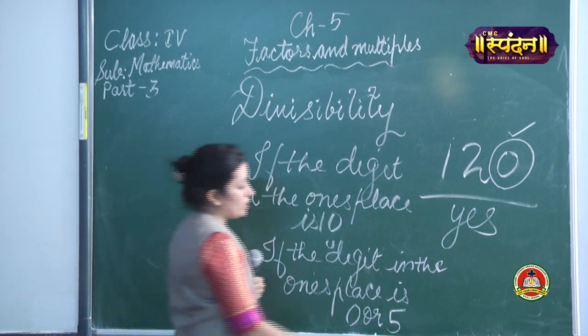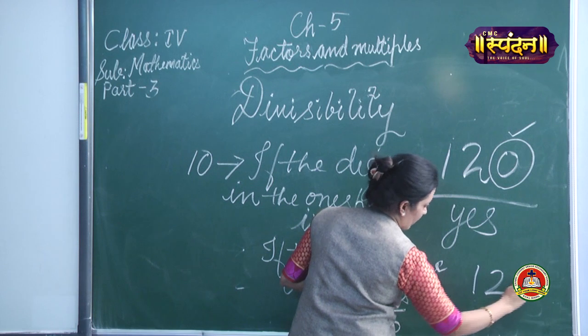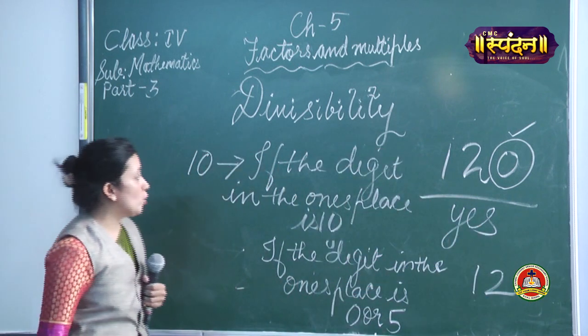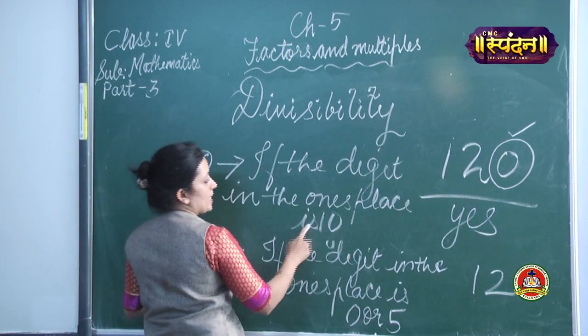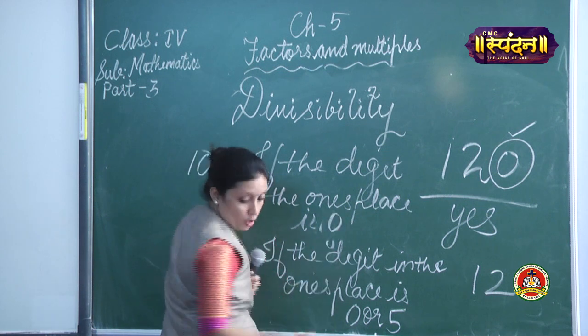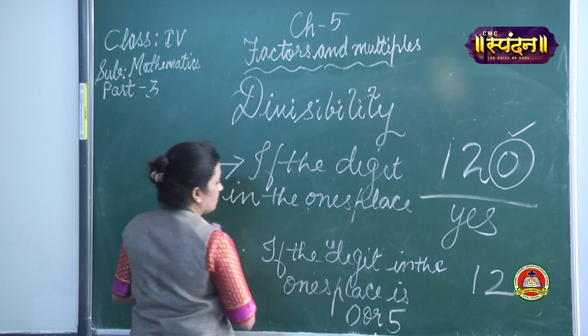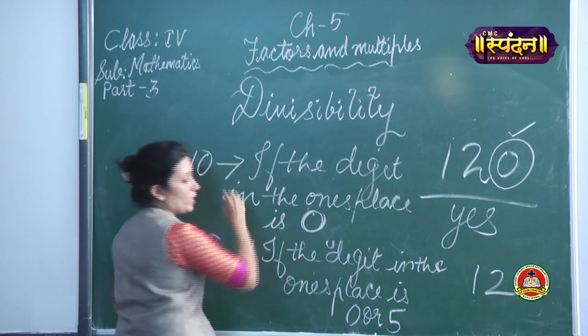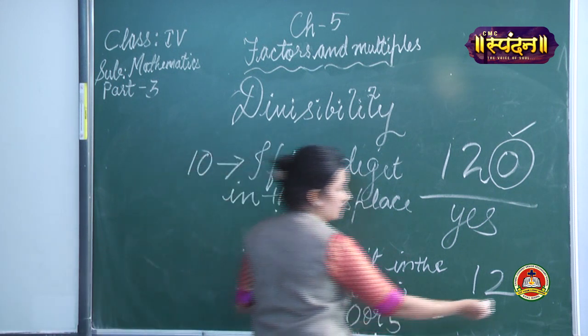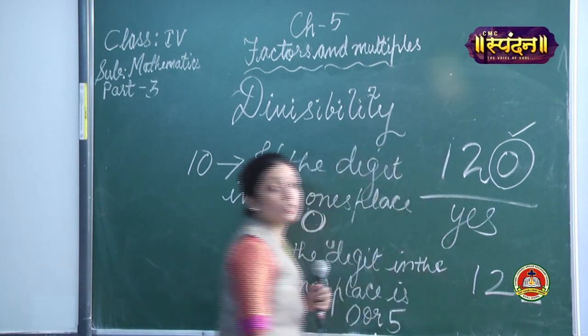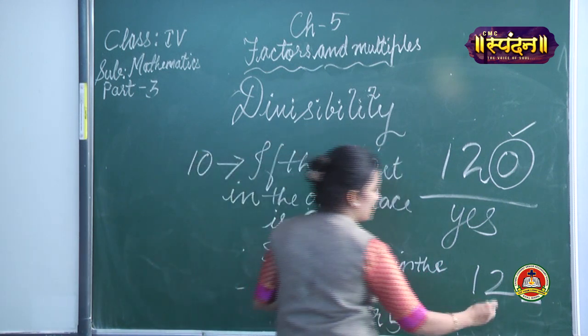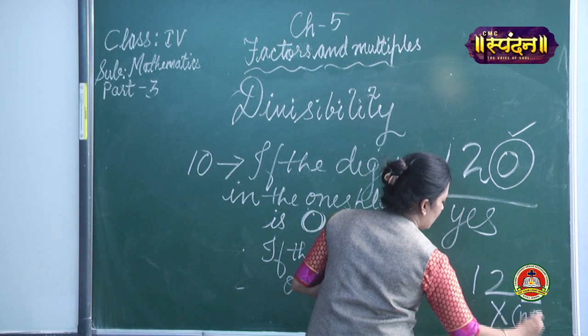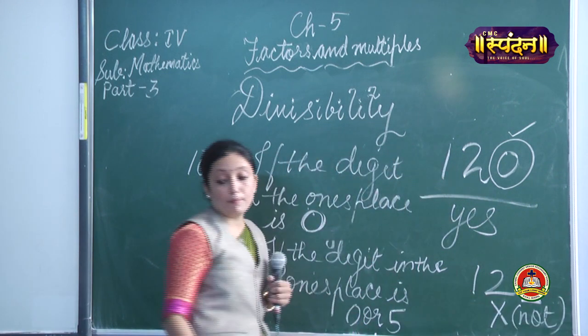If I am telling you it is 125, is it satisfying my rule? No. If the digit in the ones place is 0, only then it will satisfy. Only it should be 0, but here it is 5. So it is not satisfying. So I will say this is not divisible by 10.